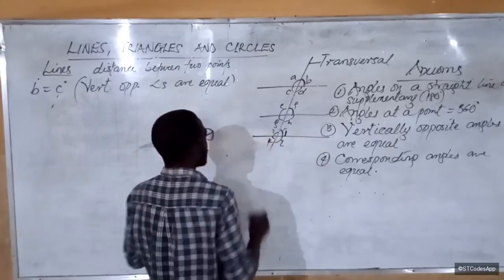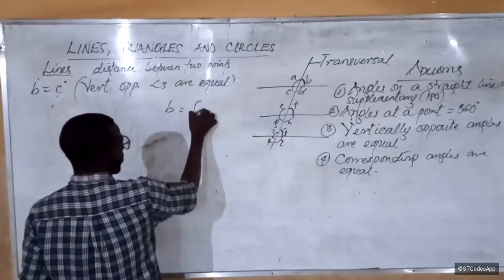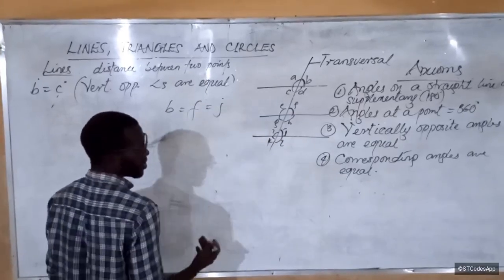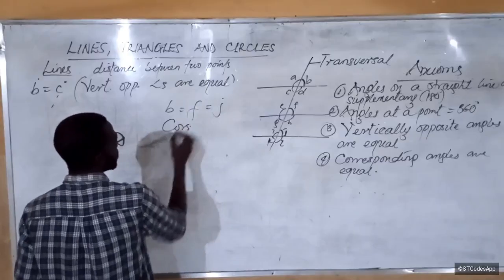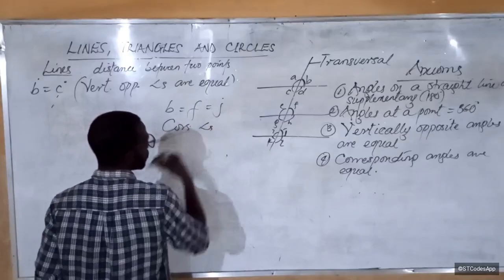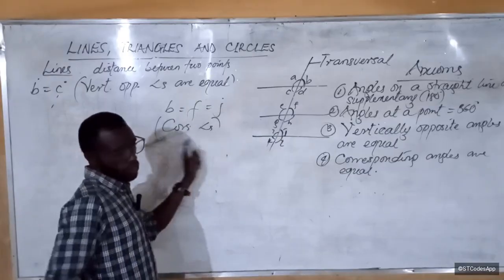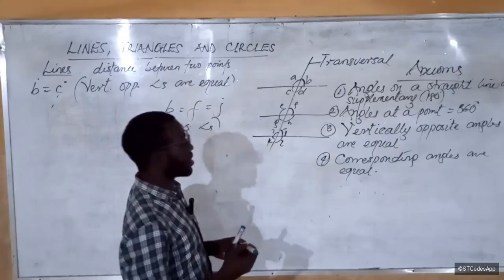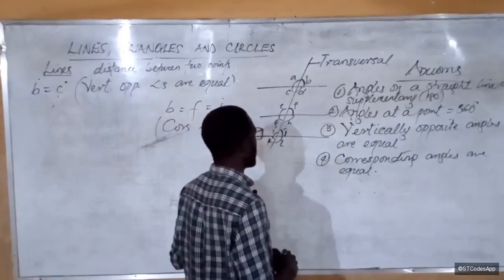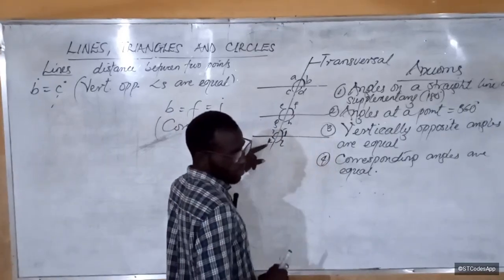You get it now. So B you said is equal to F and is equal to what? J. So using what? Because the angles are equal, you can just say corresponding angles. When you say this is equal to that, you say they are corresponding angles. All right.